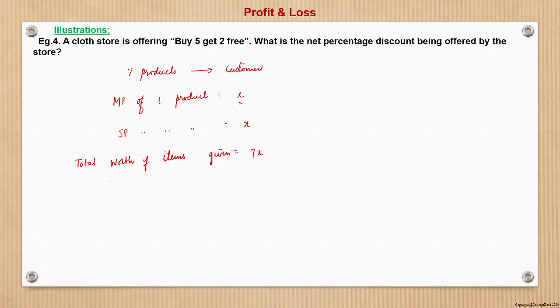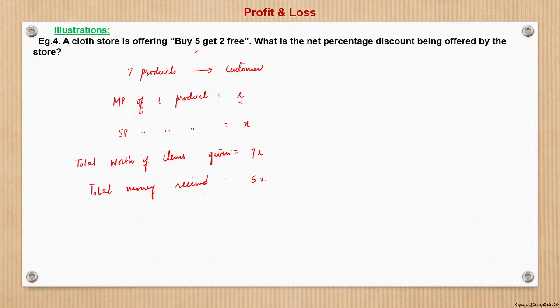And total money obtained, or total money received, is what? Only for 5 items. A customer is going to give the price only for 5 items, and the MRP on the item was X, so 5x. So the shopkeeper is giving 7 items of marked price 7x, whereas he is receiving money only 5x.